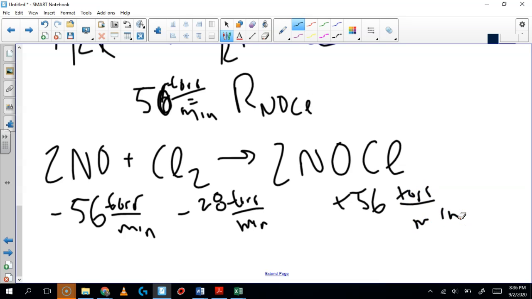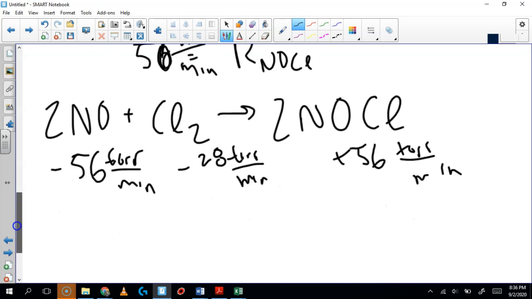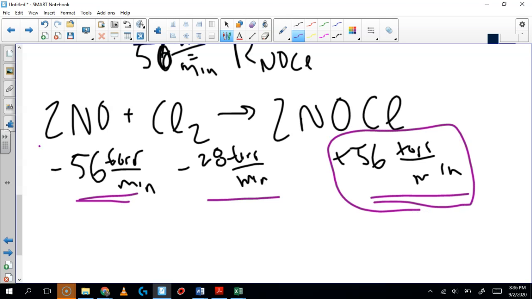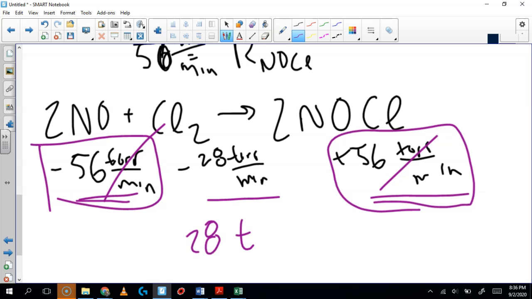So the overall question is, what's the total pressure doing? Well, total pressure is really just the pressure of this, and the pressure of this, and the pressure of this, all added together. And this is where the signs come into play. This is going down by 56 torr per minute, but this is going up by 56 torr per minute. So these two things cancel each other out, and the overall pressure is going down by 28 torr per minute.